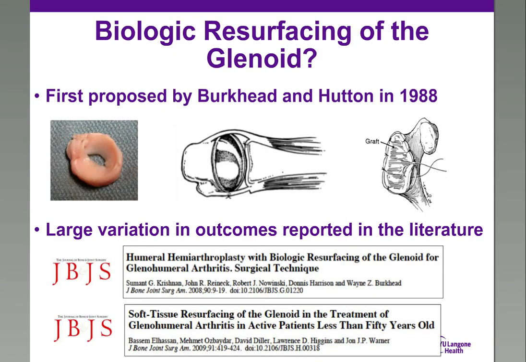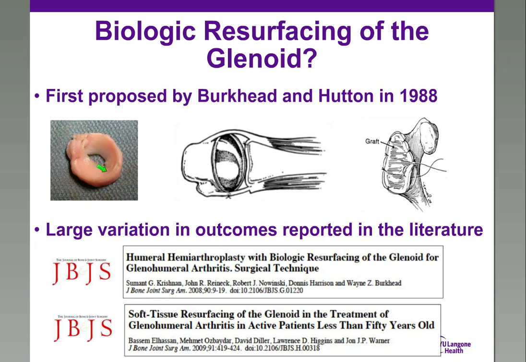When we're dealing with a patient with more extensive glenohumeral arthritis, there was a period of time where biologic resurfacing of the glenoid was thought to be a good treatment option. This approach was first proposed by Burkhead and Hutton in 1988. And the concept is basically what you see here in this image in the center, where a hemiarthroplasty is used to treat the humeral head, and some sort of interposition over the glenoid is implanted. It could be anything from Achilles allograft to fascia lata to a dermal allograft, as you see here on the right.